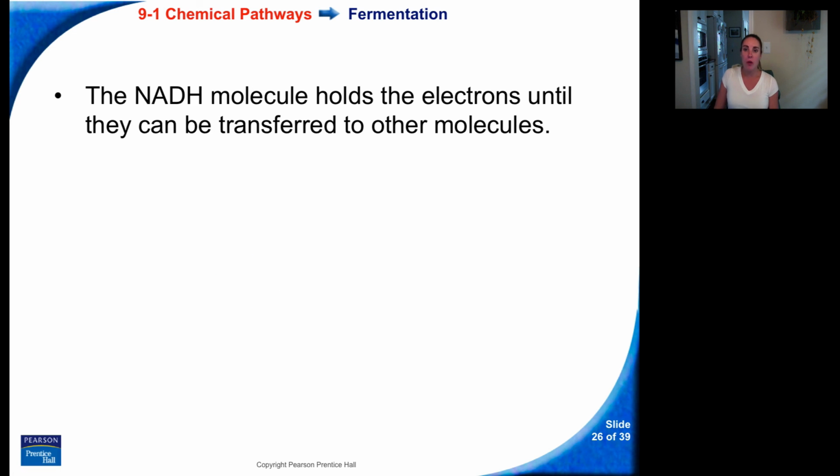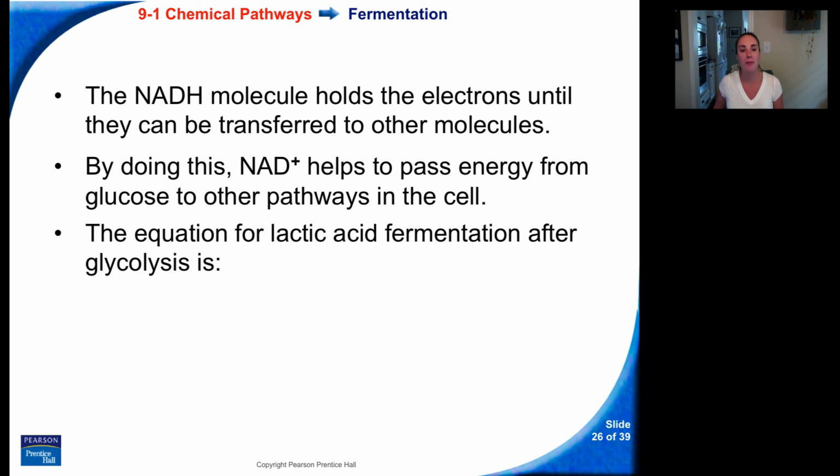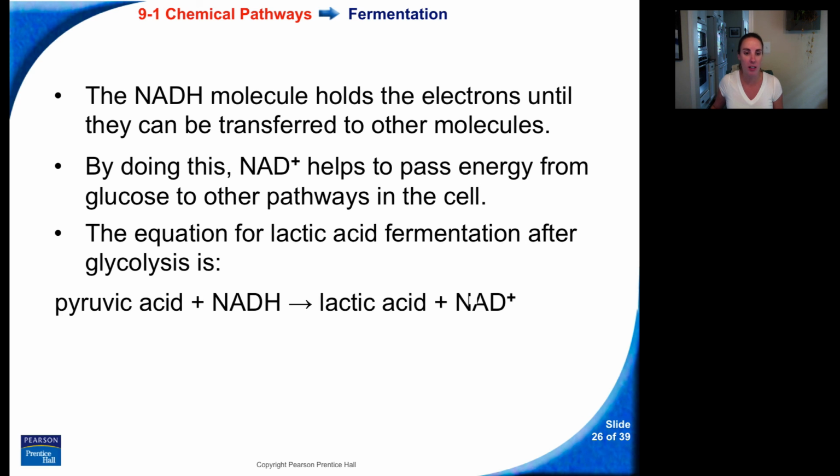The NADH molecule holds the electrons until they can be transferred to other molecules. By doing this, NAD+ helps to pass energy from glucose to other pathways in the cell. The equation for lactic acid fermentation after glycolysis is pyruvic acid plus NADH makes lactic acid and NAD+.